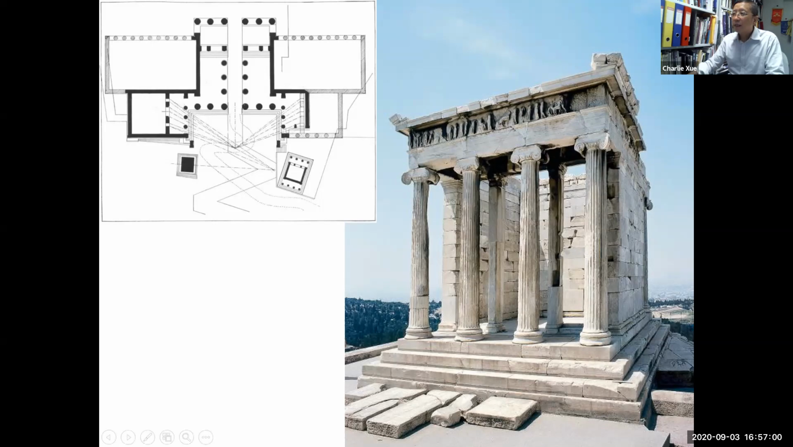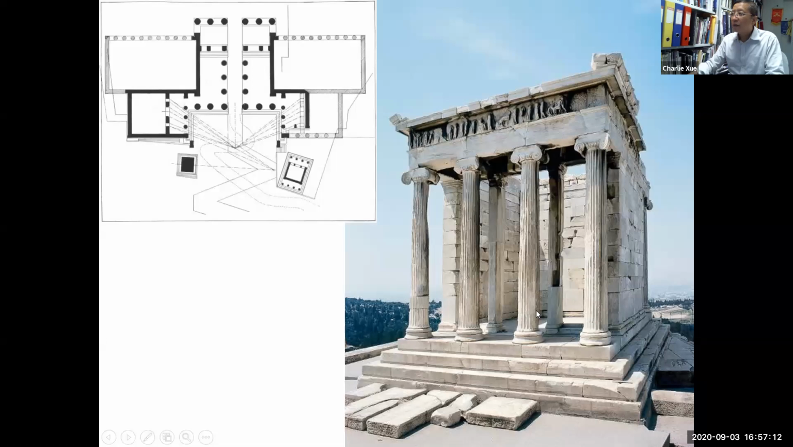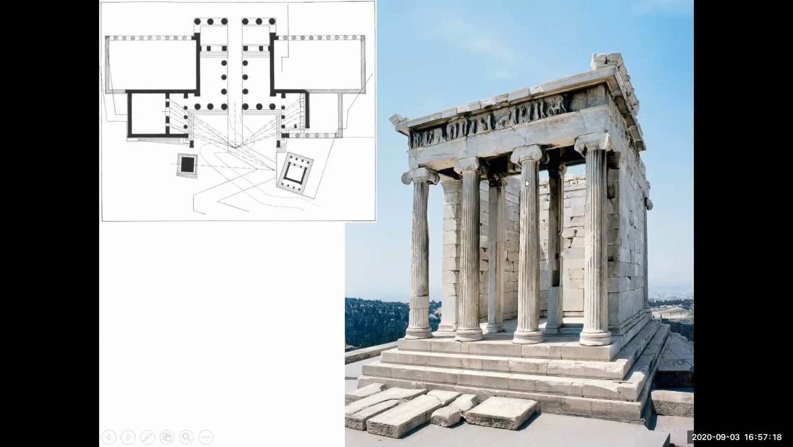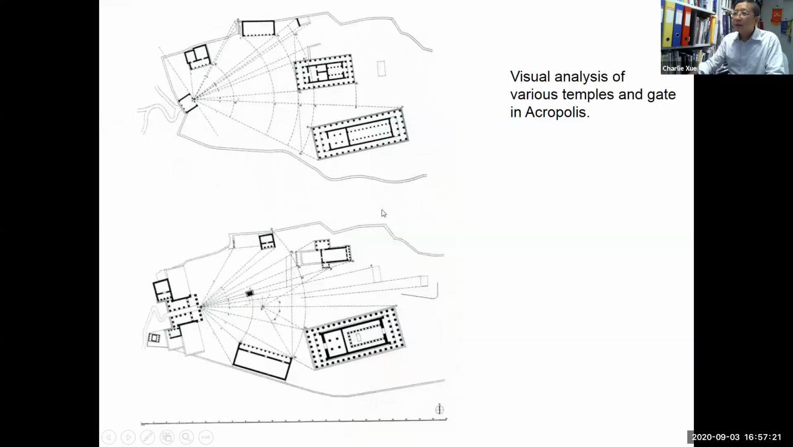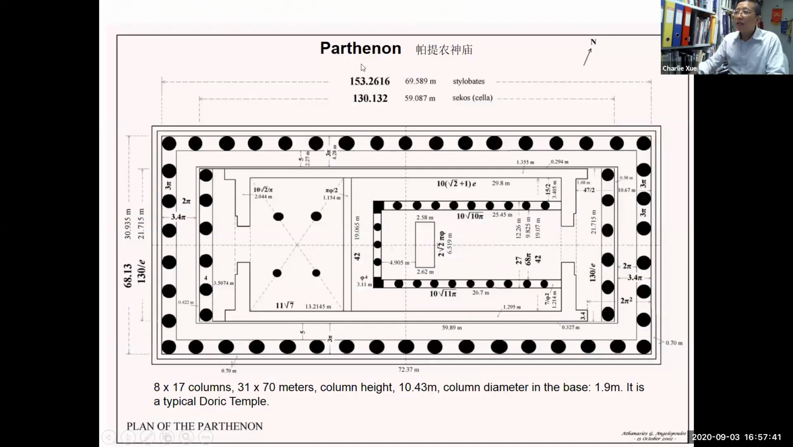So what column is this? Yongyan, what column is this? What order? How do you call this column? Ionic. Yes, clever. Ionic, yes, good. Then this is from the entrance. People analyze how when you enter the Acropolis, you can see this, see that. Then this part, you can see the Parthenon. Okay, please follow me.